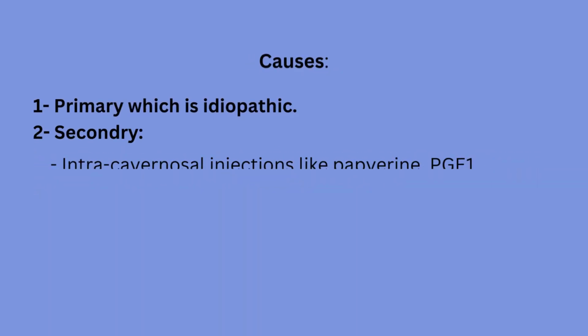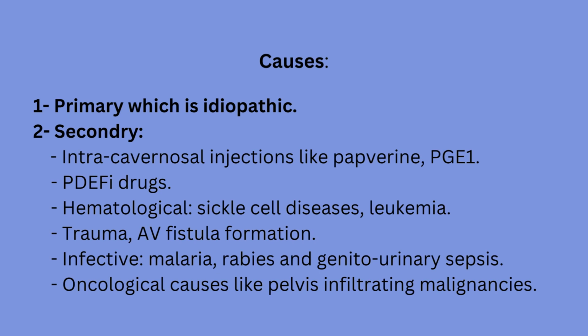The main causes of priapism are either primary, which is idiopathic, or secondary due to multiple possible reasons like intracavernosal injections like papaverine, PGE1, PDE5 drugs, hematological causes like sickle cell diseases and leukemia, trauma resulting in AV fistula formation, infective cause like malaria, rabies, and genitourinary sepsis, oncological causes like pelvis infiltrating malignancies.